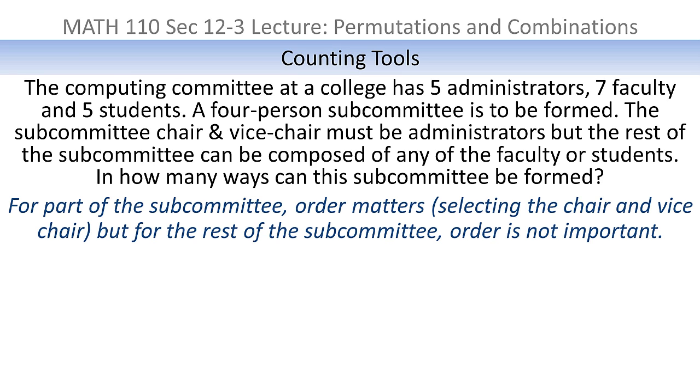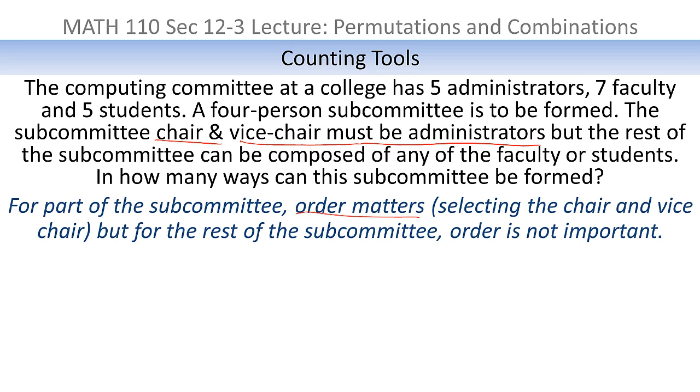The first thing I would say is, in part of the choice, order matters, because you're going to select a chair and vice chair, and they have to be administrators, and the first one you choose, say, is going to be the chair, and the second one will be a vice chair, so it matters which is which. There's a difference between being chair of a committee and vice chair of a committee. So for part of the problem, order matters. That's when you're choosing the chair and vice chair.